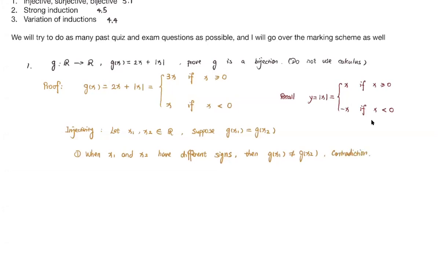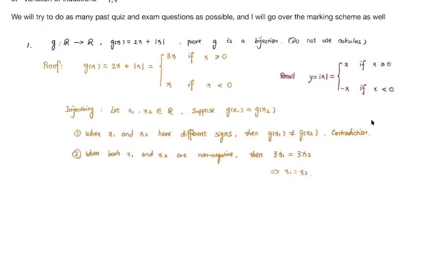Okay, the second case is when both x1 and x2 are non-negative. Then we have 3x1 equals to 3x2, which will give us x1 equals to x2.